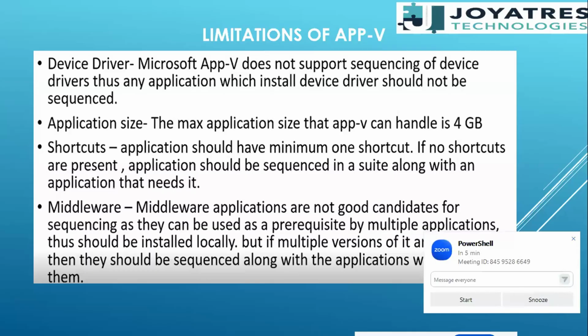Then we have shortcuts. Applications should have at least one shortcut. If no shortcuts are present, applications should be sequenced in a suite along with an application that needs it. So obviously, when you're going to use a virtual application, you need a shortcut. Then only you would be able to do it, because physically nothing is getting installed. Just that shortcut is the requirement. So if an application doesn't have a shortcut, either you create a shortcut or you package it with an application which has a shortcut. Then only you would be able to deliver the AppV application.